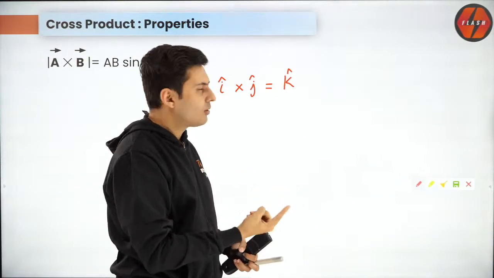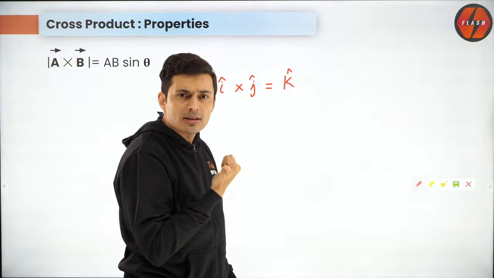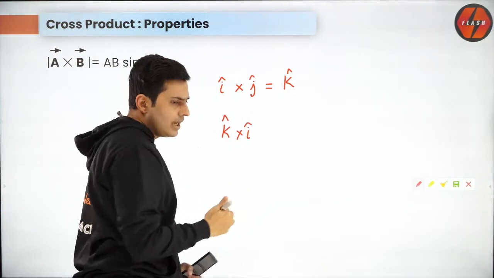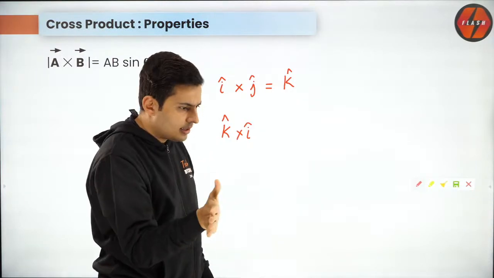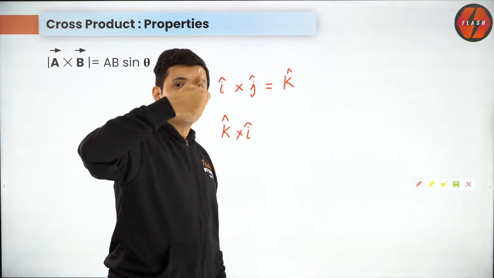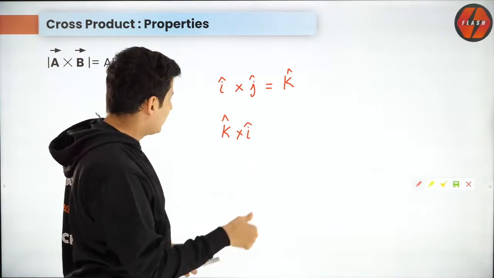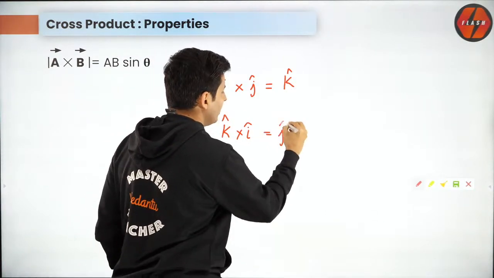Okay, I is along X, J is along Y, K is along Z. Similarly, if I tell you K cross I, K is this way, I is there, K cross I is like that. Oh, so it will be up like this. So K is there, I is there, so it will be J like that.